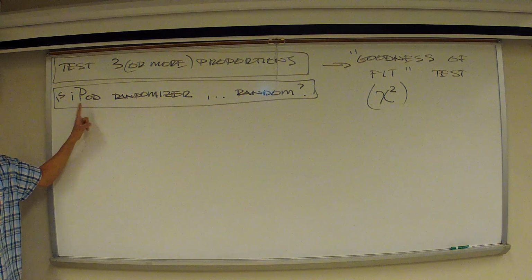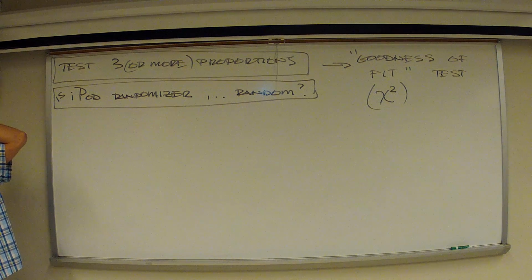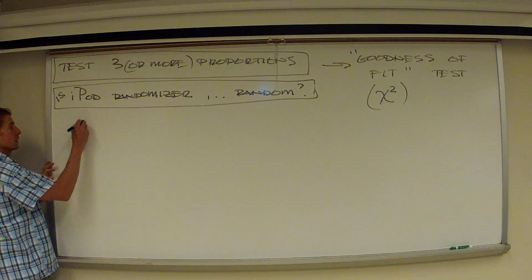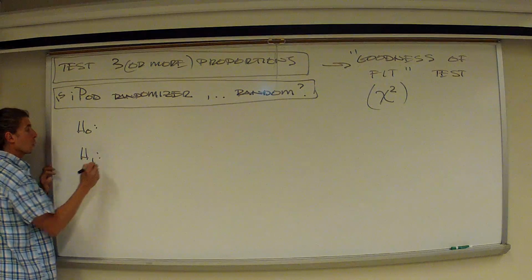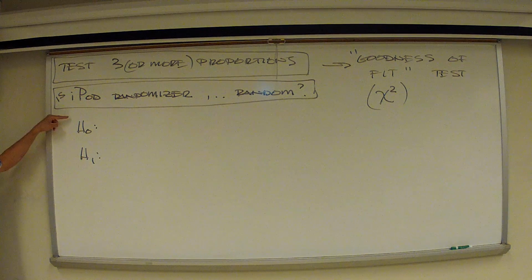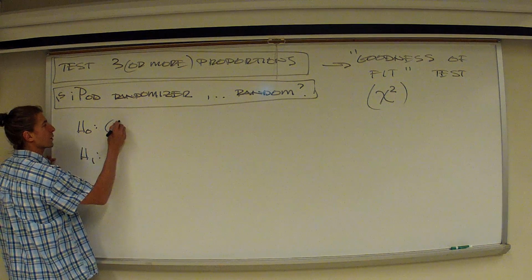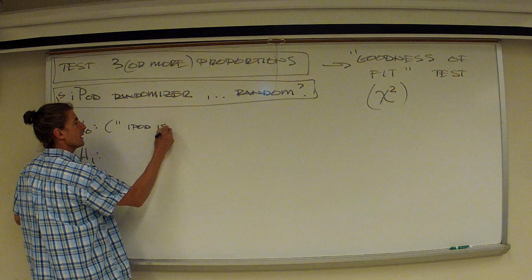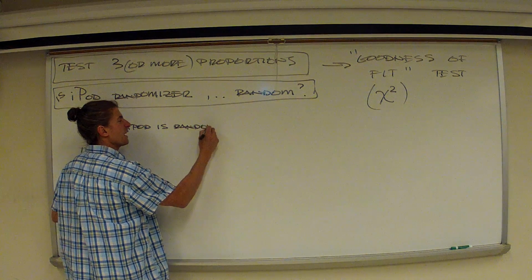So. How did we test whether or not the iPod was random or not? What were the hypotheses that we tested? Which one says the iPod is random enough? Absolutely, H not, the null. It has to, because that's the one that says nothing is wrong all the time. Status quo. The iPod is random enough. There's no reason not to believe that. So this one here, I'll put it in words first. The iPod is random enough.